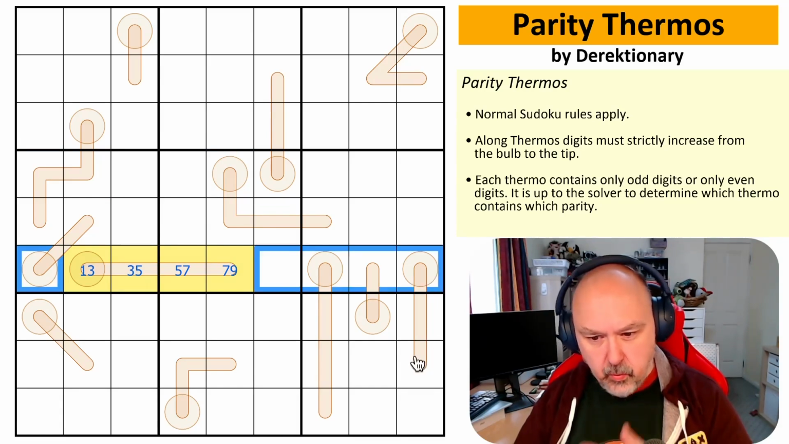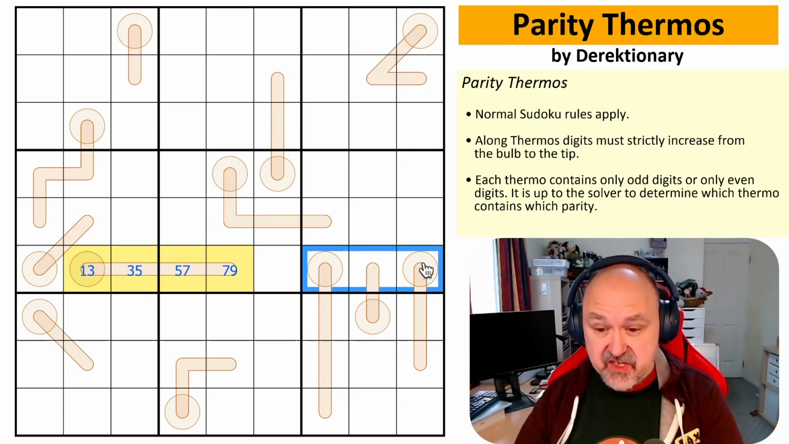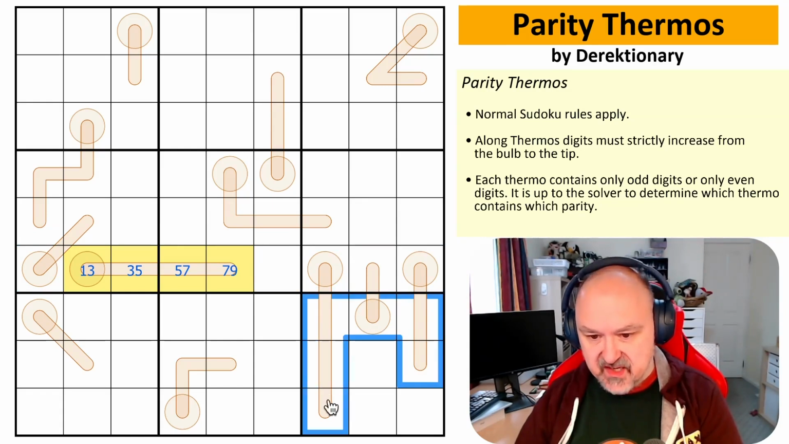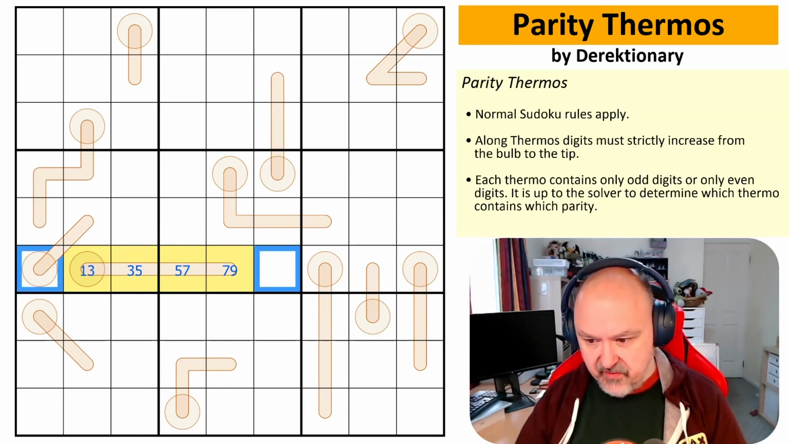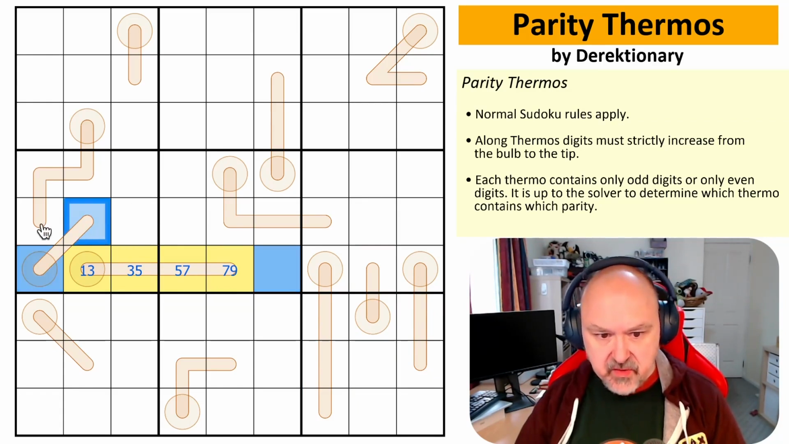But I've only got one more odd in this row, and it has to go over here. Otherwise, all of these are even. So these are both even. So this is even. So now I've got two evens. So these are odd. So these are even. That makes this odd.